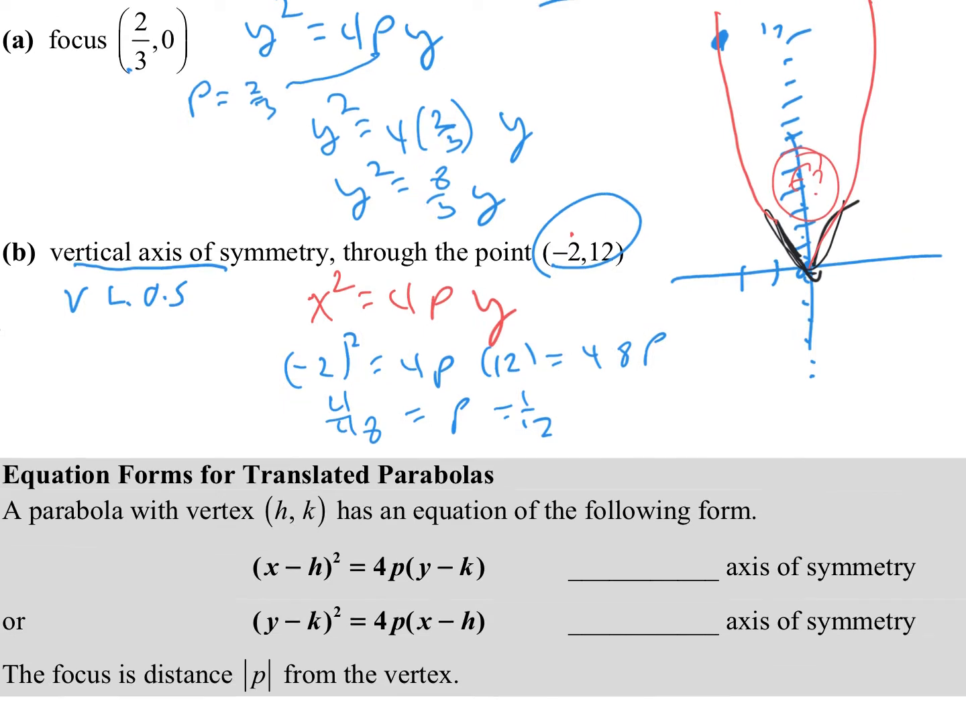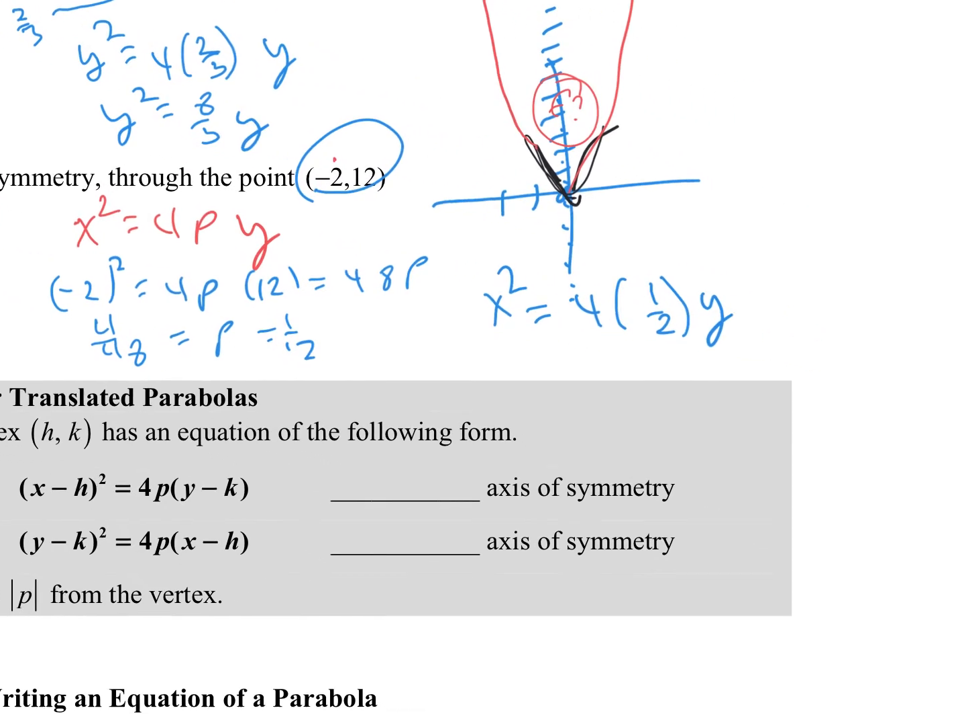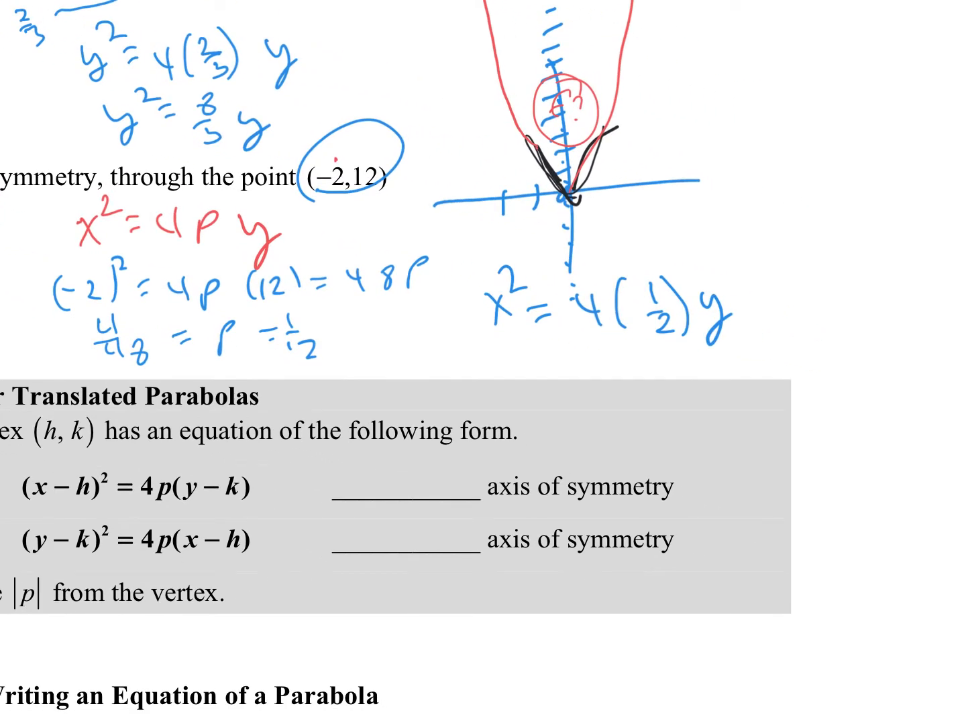So the equation is, that's all I wanted was the equation, x squared equals 4 times, I already reduced it, 4 times 1/12 y. That would become x squared equals 1/3 y, or y over 3.